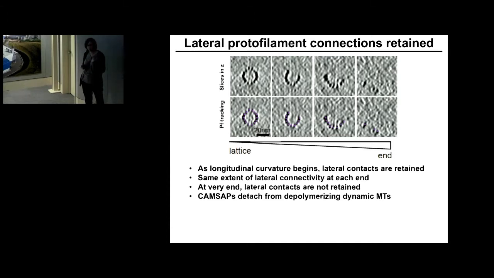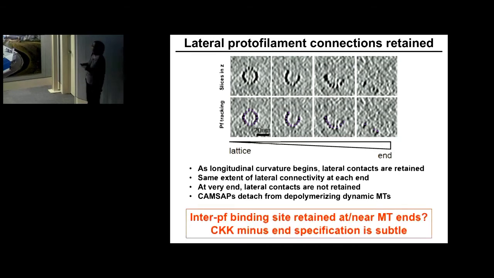What is interesting about the retention of lateral contacts between the protofilaments is that, in principle, the CKK binding site that we observed, which is also in between protofilaments, is preserved in these sheets. And so by this observation, we conclude that in these sheets that binding site is preserved and presumably optimized in the context of the microtubule minus end.